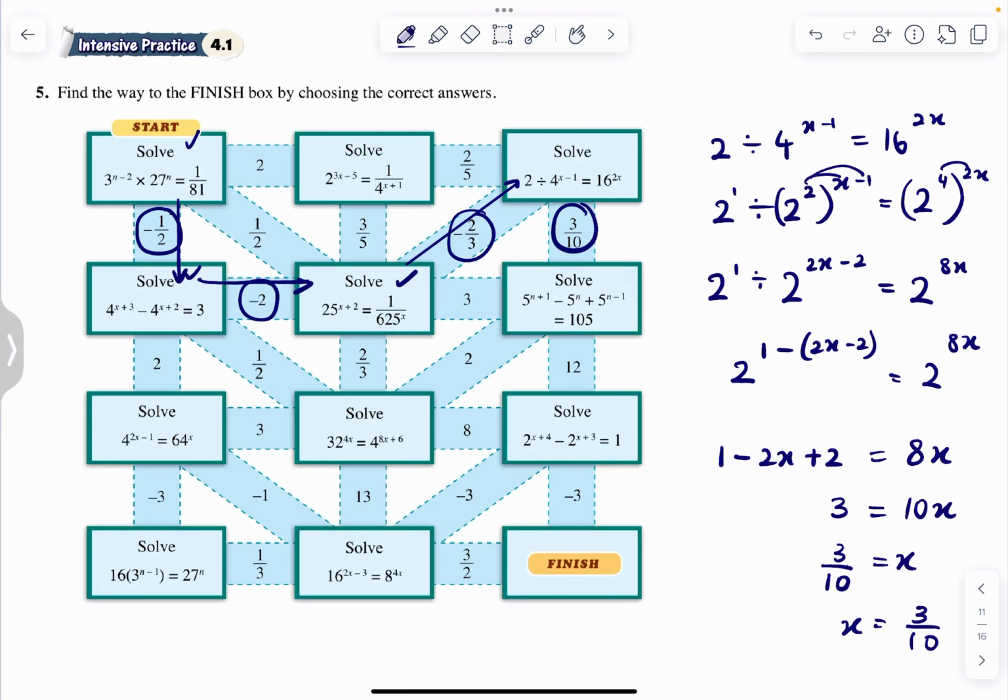3 over 10 is this now. I mean, once you reach there, there's only one way, right? From this corner, oh no, we can't go this way actually. Okay. So this is the answer.